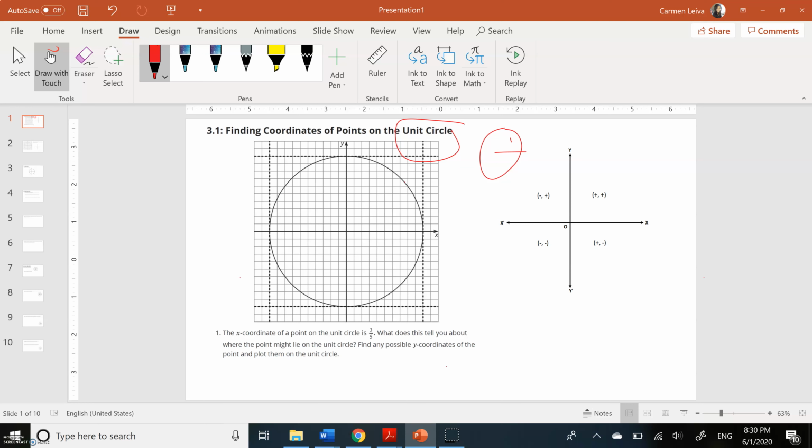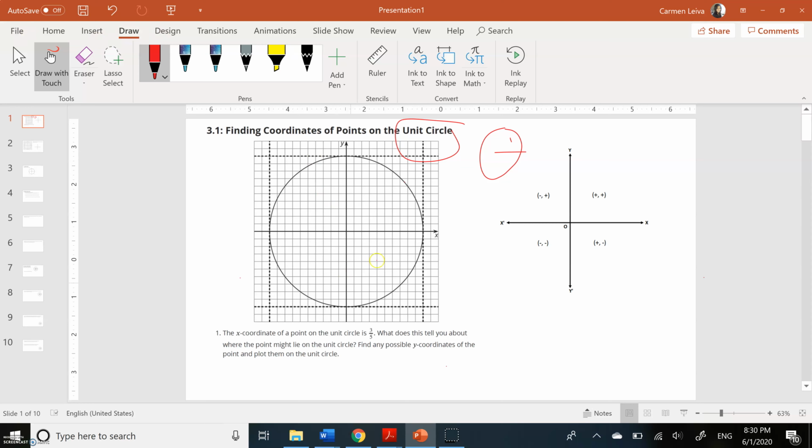So the question is, the x-coordinate of a point on the unit circle is 3/5. What does this tell you about where the point might lie on the unit circle? Find any possible y-coordinates of the point and plot them on the unit circle. So there are plenty of answers here. Well, plenty meaning 2.